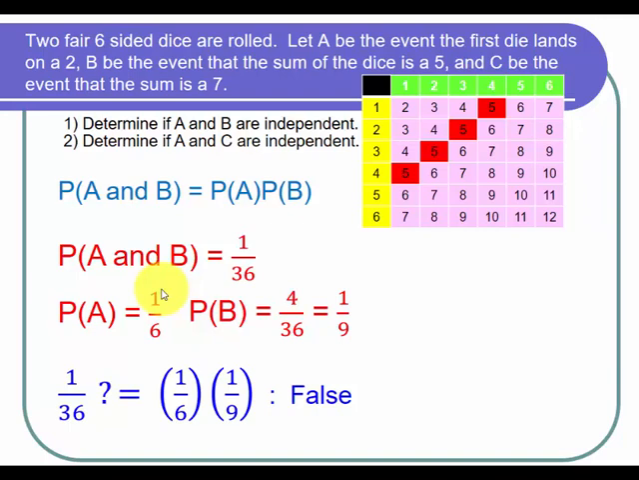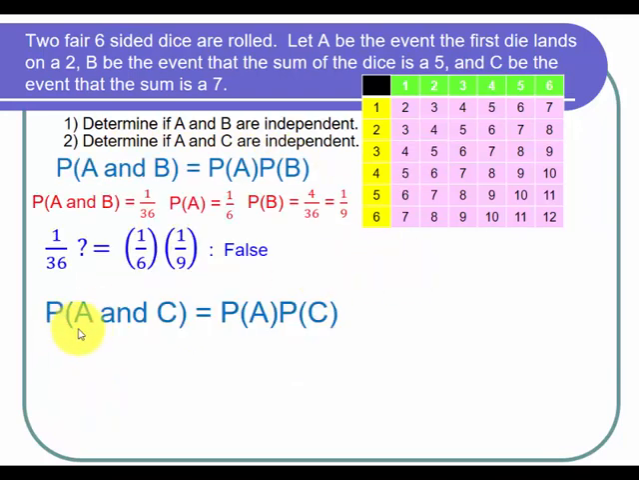So now let's answer the second question. Determine if A and C are independent. So now we do the same thing. We look at the probability of A and C, and we see if that's equal to the probability of A times the probability of C. So now we just compute. Well, the probability of A and C.